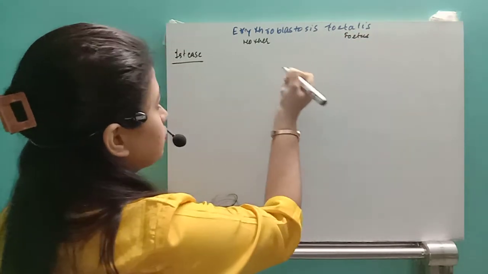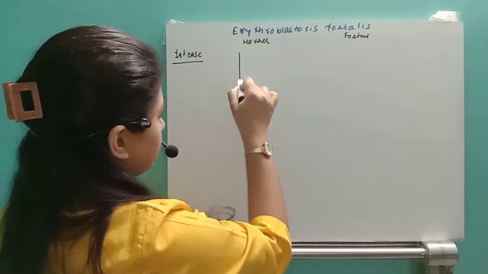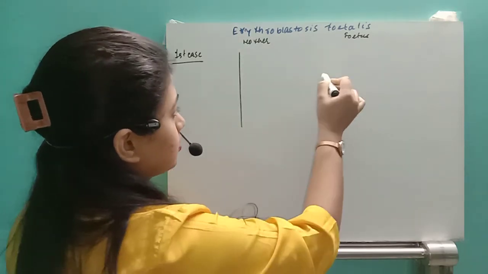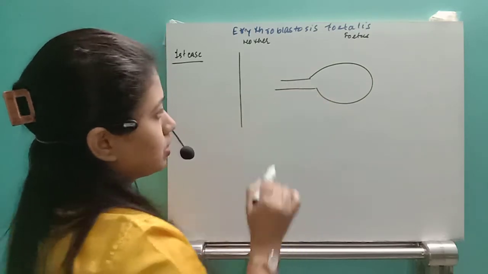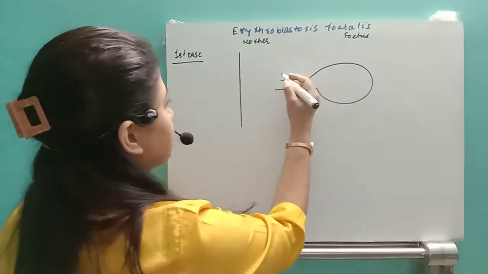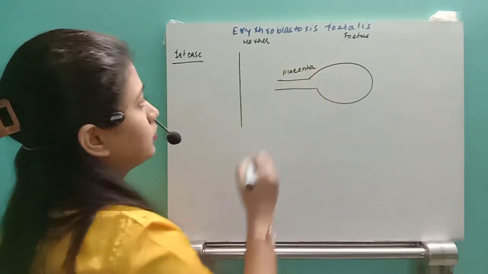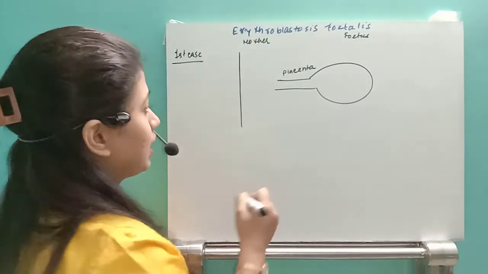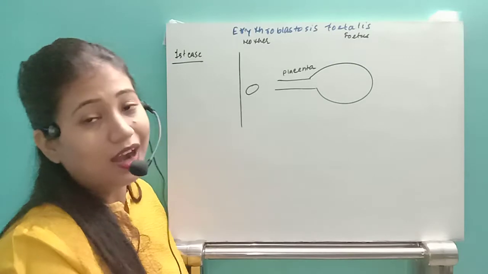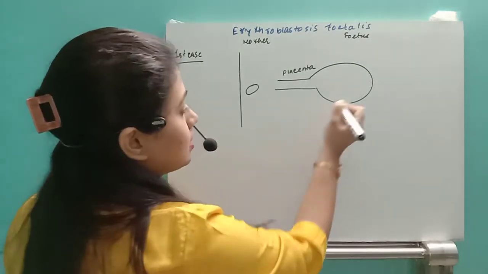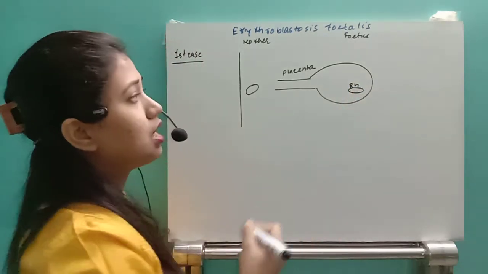This is the first case. This is the baby, and in between the mother and the baby there is a connection. What is this connection? This is the placenta. The mother is negative, that means she is not going to have Rh factor. But if the baby is going to have the Rh factor, then what will happen?